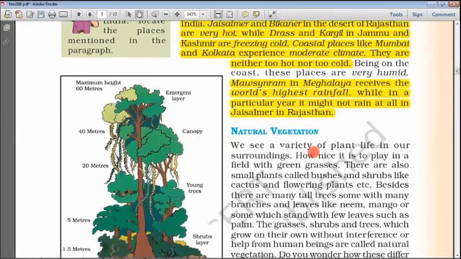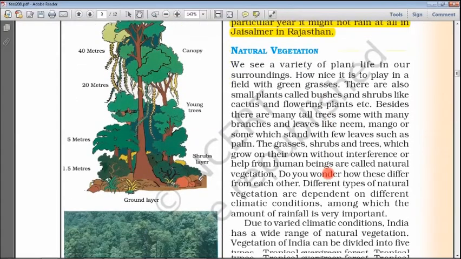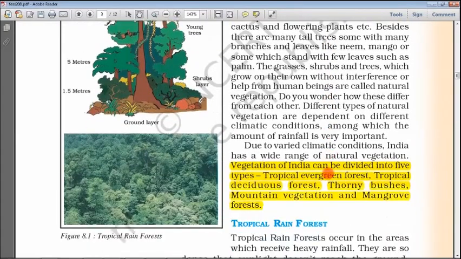Coming to natural vegetation: we talked about climate, and now we have to talk about the natural vegetation. There is a wide variety of vegetation in India. Vegetation in India can be divided into five types. One is tropical evergreen forest. The second one is tropical deciduous forest. The third one is thorny bushes. The fourth one is mountain vegetation. The fifth one is mangrove forest.